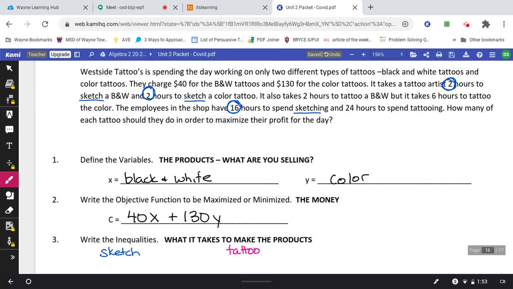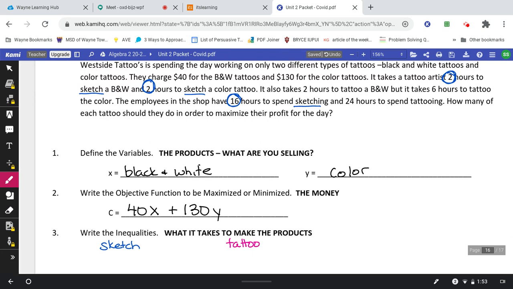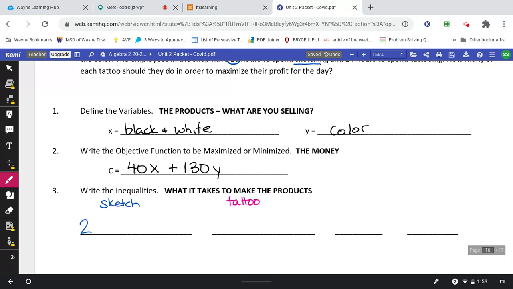So I think I've found all 3 of my sketch numbers. I'm going to write that into my equation. 2x plus 2y is less than or equal to 16.